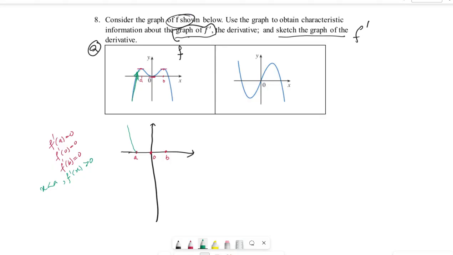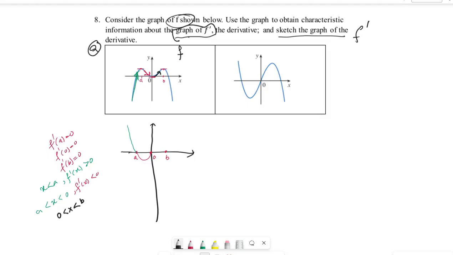Now, between a to 0, the function is going down. That means f prime of x would be negative. So between a to 0, it's a negative number, but it has to reach back to 0 because that's where it's going. Now let's consider between 0 to b.